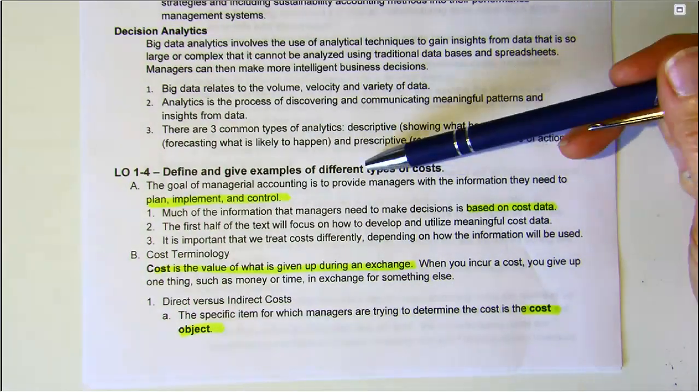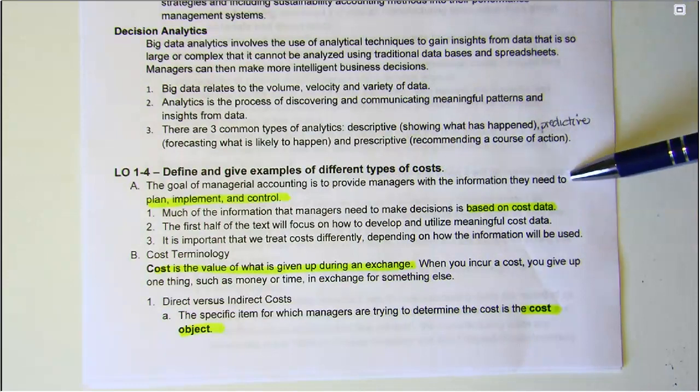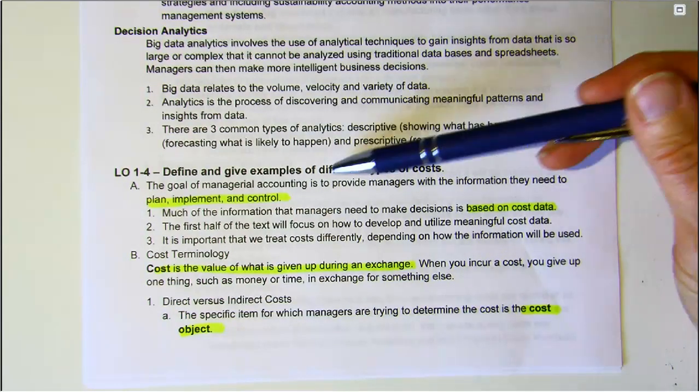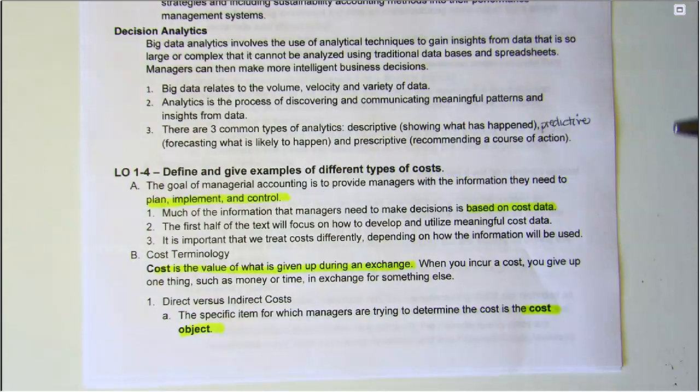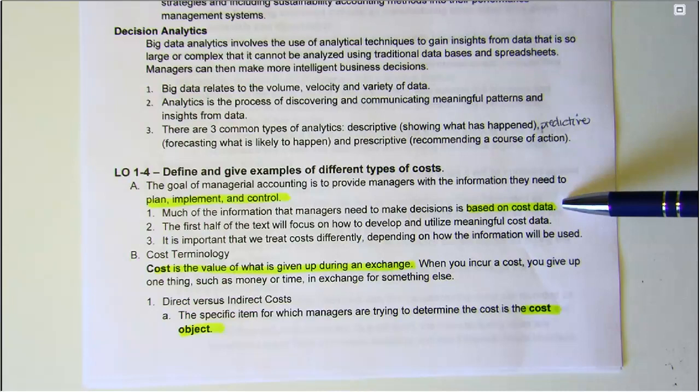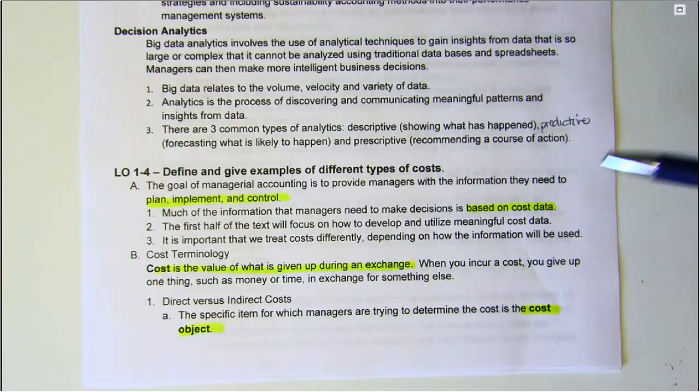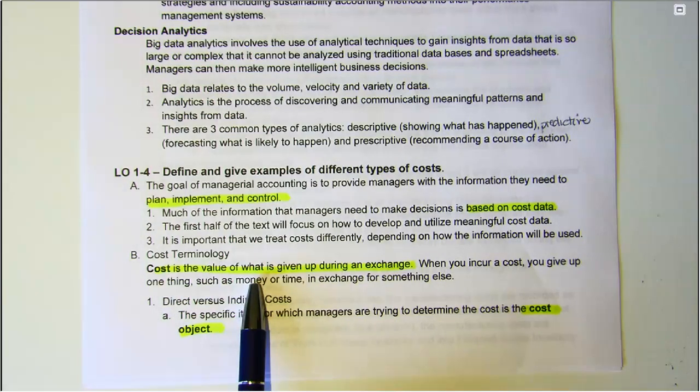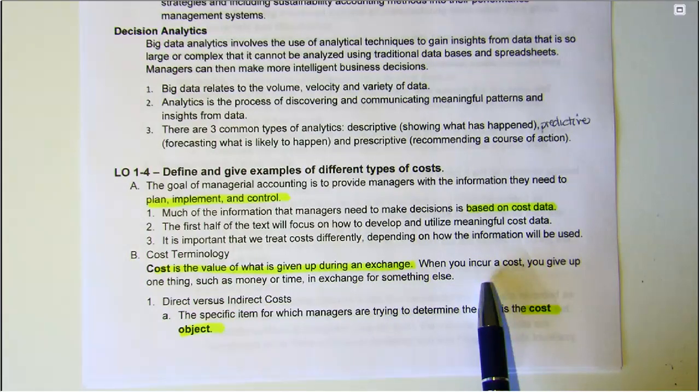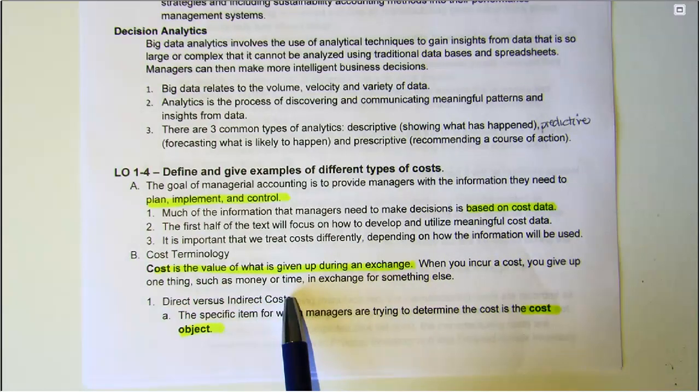The goal of managerial accounting is to provide managers with information they need to carry out their three functions: plan, implement, and control. And as we are told, much of the information that managers need to make decisions is based on cost data. Let's take a look at the definition of cost. Cost is the value of what is given up during an exchange. When you incur cost, you give something up, such as money or time, in exchange for something else.